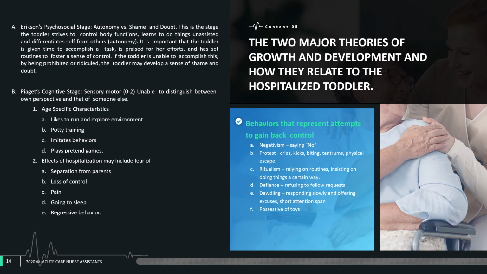Effects of hospitalization may include fear of separation from parents, loss of control, pain, going to sleep, and regressive behavior. Behaviors that represent attempts to gain back control: negativism, saying no, protests, cries, kicks, biting, tantrums, physical escape. Ritualism, relying on routines, insisting on doing things in a certain way. Defiance, refusing to follow requests. Dawdling, responding slowly and offering excuses, a short attention span. Possessive of their toys.